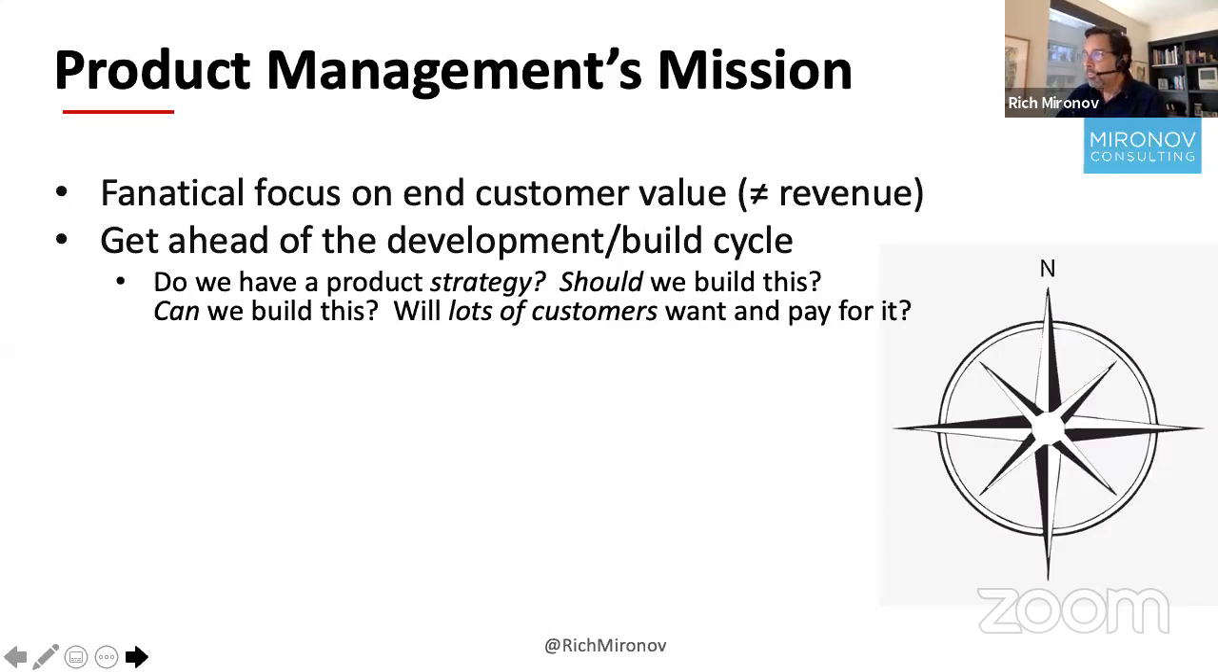So do we have a product strategy? I hope so. Should we build this thing? Well, always a fair question, right? Can we build it as a good idea? And will a lot of customers pay for it? Because if they don't, we're really in a professional services model where we better make our money up front on the very first customer.